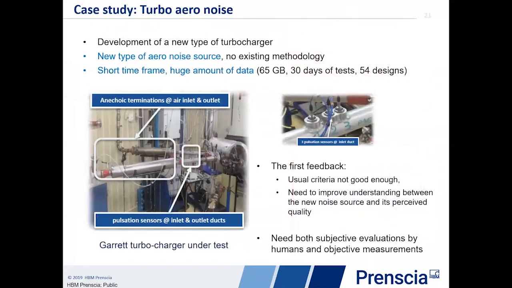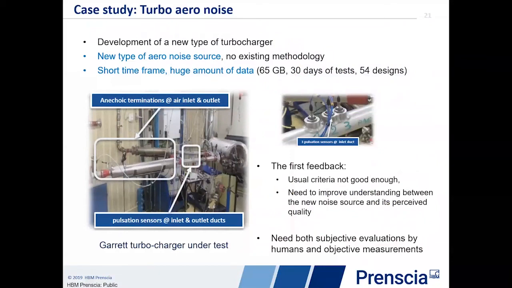All right, so let's jump to the second part of this presentation, whose goal was to show you a case study of one of our customers, namely Garrett, formerly Honeywell, who wanted to develop a new turbocharger. The development of this new turbocharger gave rise to a new type of aero noise source. And in-house, they had no existing methodology to qualify and to assess this kind of noise source.